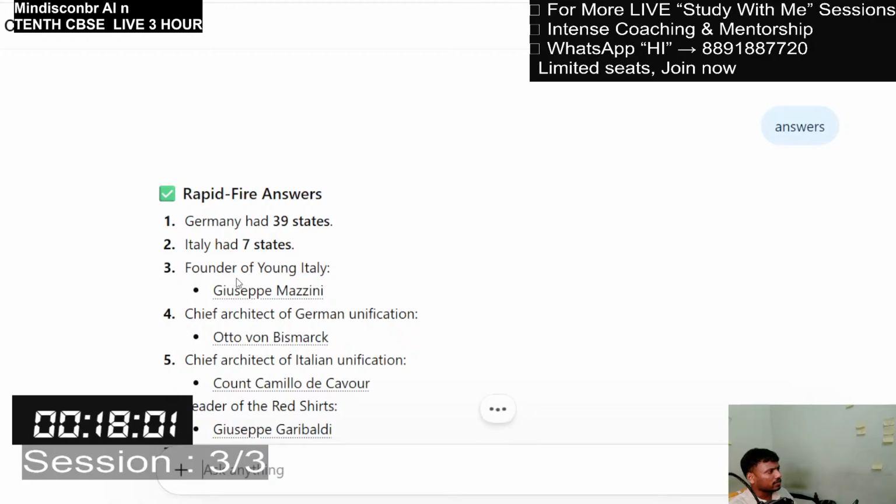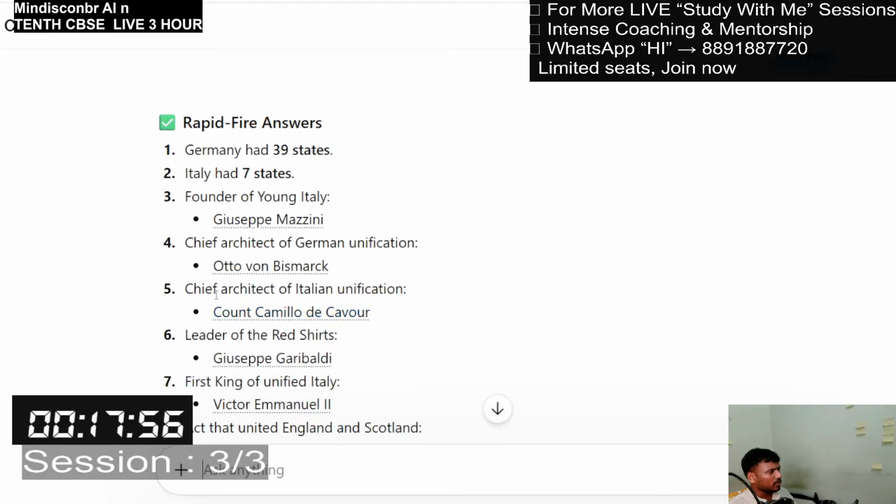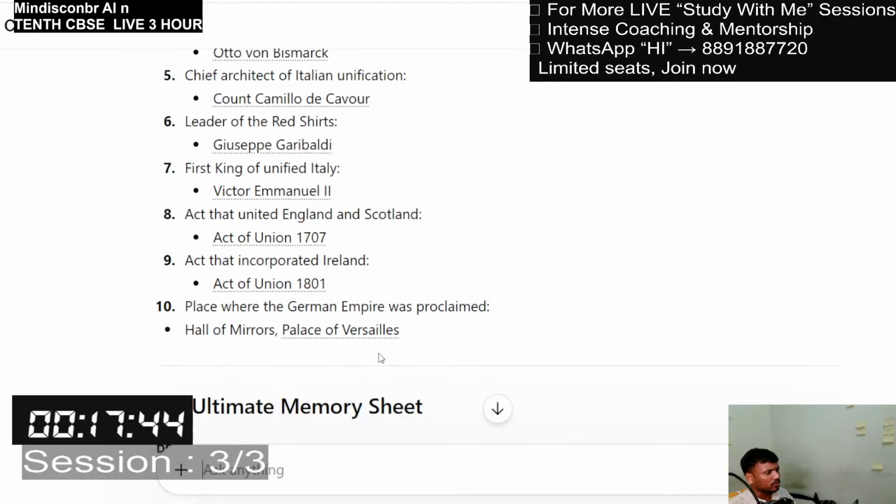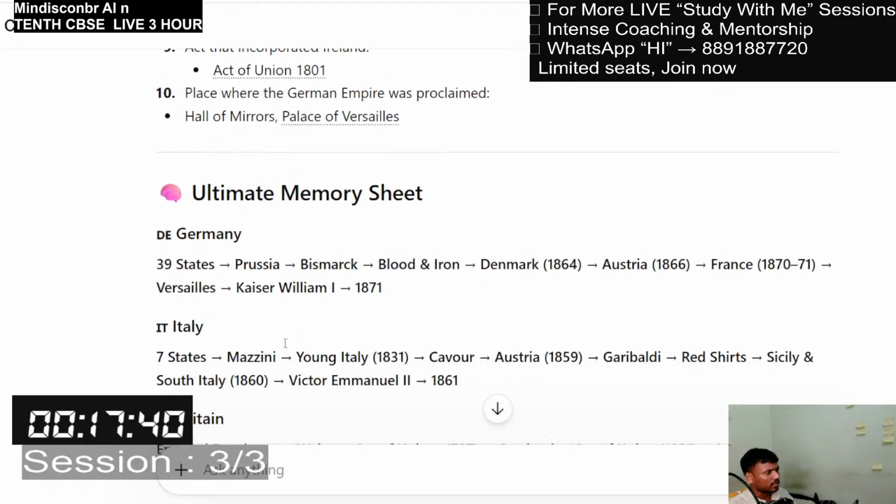Italy 7 states, Giuseppe Mazzini, Young Italy, German unification Otto von Bismarck, Italian unification Count Camillo di Cavour, Red Shirts Giuseppe Garibaldi, unified Italy Victor Emmanuel II, the Act that united England and Scotland, Act of Union 1707, Act that incorporated Ireland, Act of Union 1801. Place where the German Empire was proclaimed: Hall of Mirrors, Palace of Versailles.